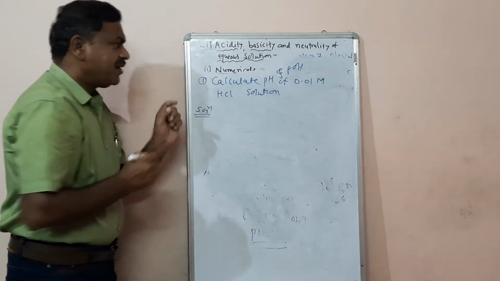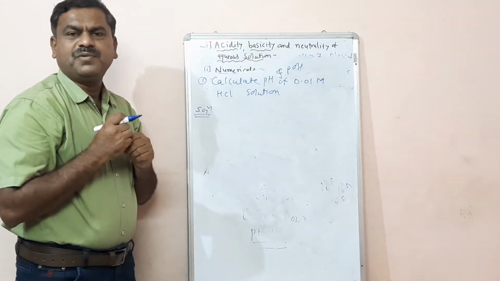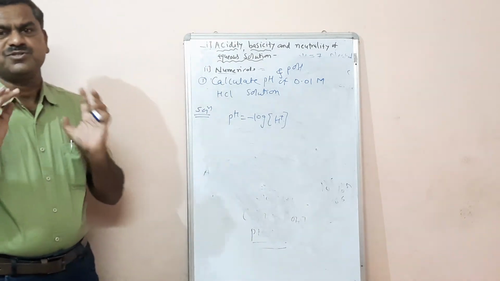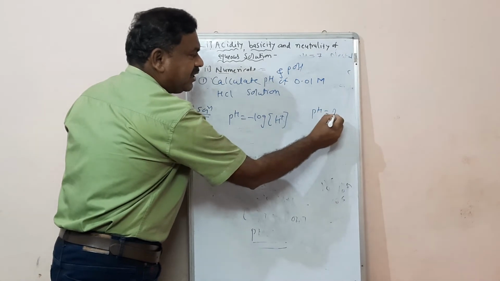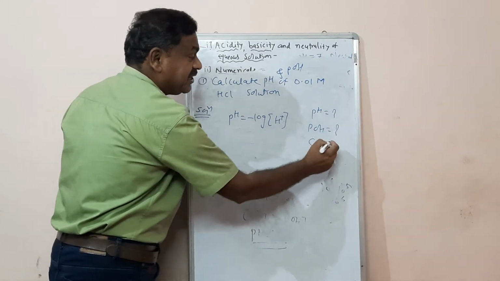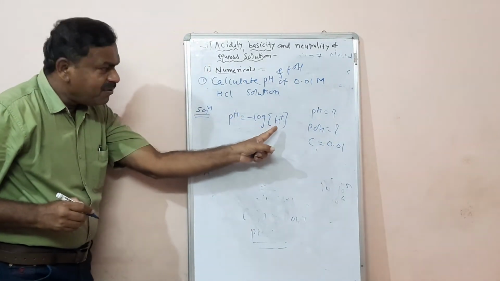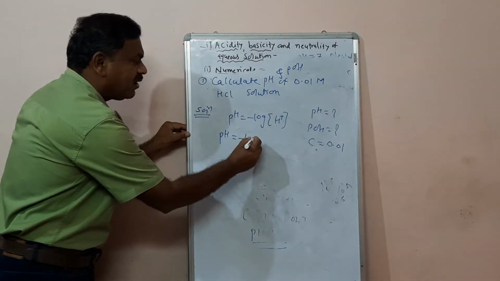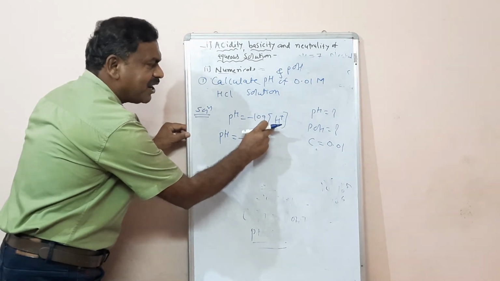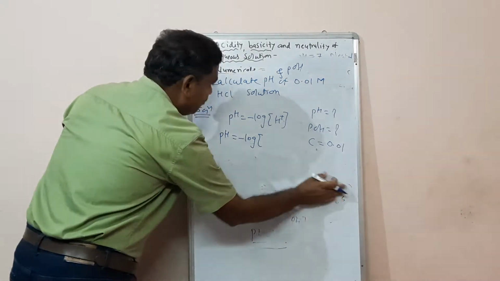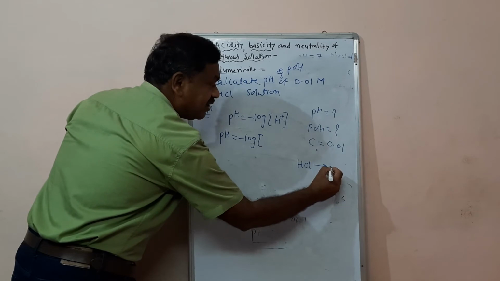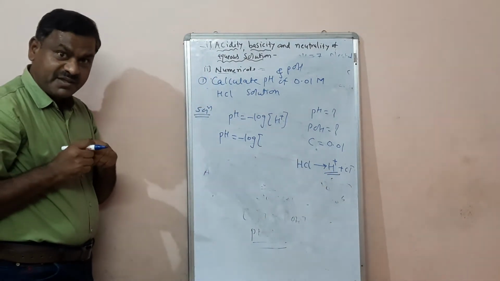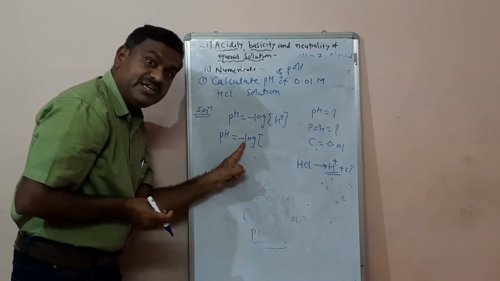Now solve this one. According to the formula, pH equal to negative log of the H plus ions, the hydronium ions. We have to determine the pH, then we have to determine the pOH, and the concentration is known, 0.01. This is a molar concentration and that is given. Put the value here and calculate the pH. HCl dissociates to form H plus and Cl minus ions. This is the concentration of HCl that is given. Therefore, put that concentration in the formula.